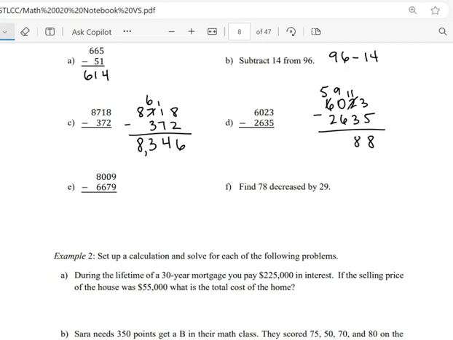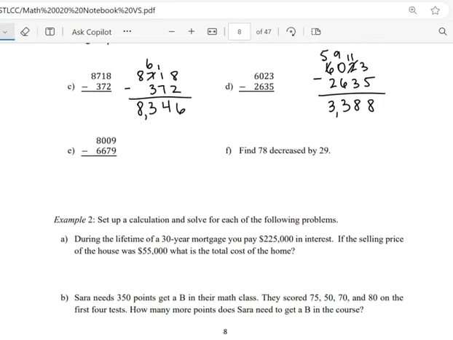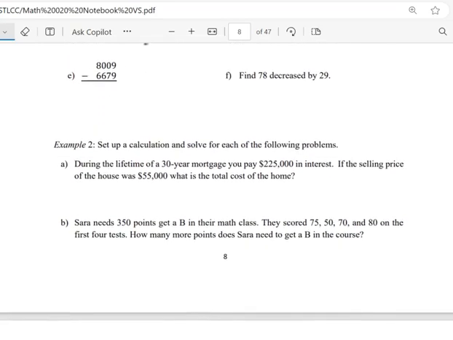11 minus 3 is 8, and then 9 minus 6 is a 3, and 5 minus 2 is a 3. So we didn't have to borrow anymore. We had enough digits for all the other subtractions. Okay. So if you need to review how I did it, just pause or rewind the video and watch it again.